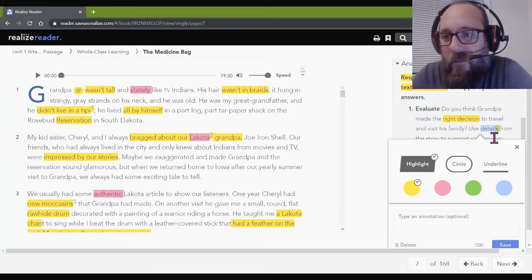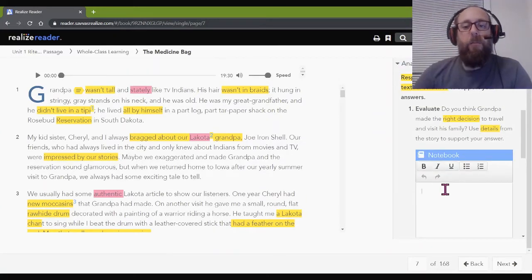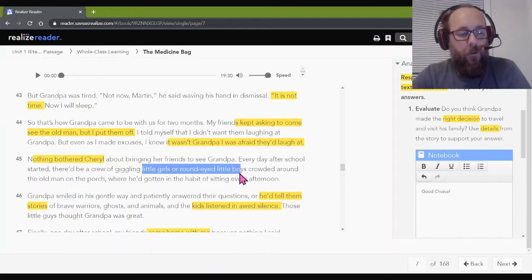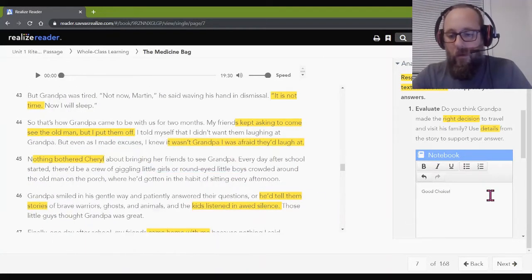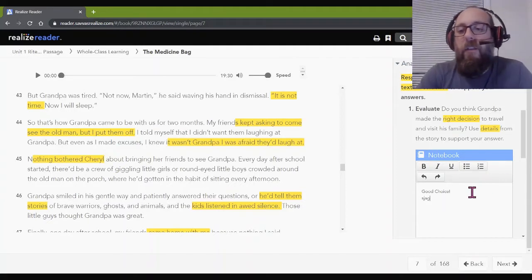Use details, plural. So I can't just cite one piece of evidence. I can't just write, good choice, and then just copy some of the text. Like, oh, this piece right here. In fact, I don't even know if this works. Does this work if I control paste? Nope, it doesn't work. So you're still going to have to type the line, but you can't just write good choice and then answer the line.